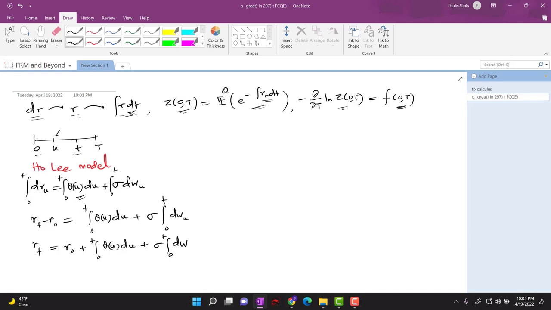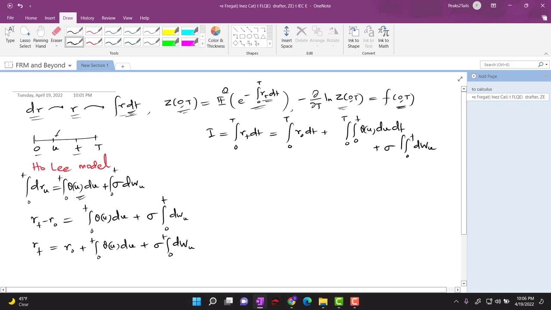All right, now I'll do the second stage integration. For convenience, let me call it I. I is equal to the integral of r t dt from 0 to capital T. I forgot the limits here. This is 0 to capital T. So this is equal to the integral of r0 dt from 0 to capital T plus a double integral. This integration we already had, the integral from 0 to small t of theta u du, then the integral from 0 to capital T dt. The second integration is happening with respect to small t, that goes from 0 to capital T, plus the third term, sigma times the integral of dW u, then the integral dt from 0 to capital T. So u goes from 0 to small t and small t goes from 0 to capital T.